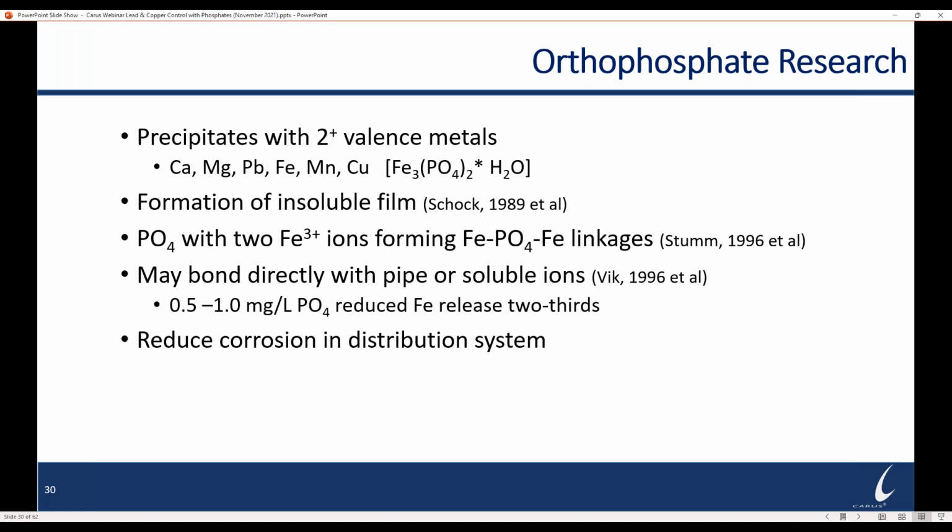We know that it doesn't take a whole lot with iron distribution piping. As little as half a part can reduce the amount of iron that we release from the pipe by 2/3. So you get a really big benefit in that first part dosage with orthophosphate as far as iron release from your distribution piping. Overall, though, all the research shows that when you're feeding an orthophosphate product, you're typically going to reduce the corrosion rates in your system, which means less iron release and also less lead and copper being released into the finished drinking water that the consumer would drink.